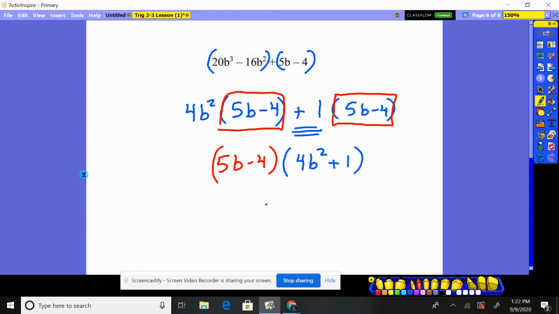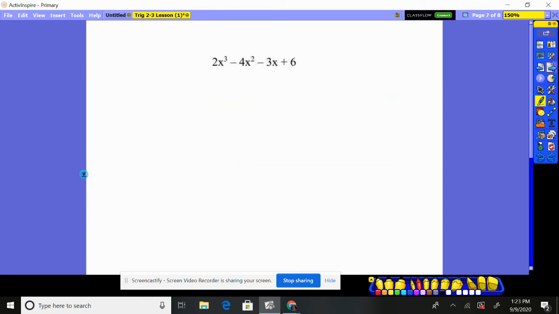The biggest mistake is kids always write the answer 5b minus 4 times a 4b squared. And I guarantee if you multiply this and that, you're not getting that up there. No, sir, you're not getting that. But this and this are the same. If you multiply 5b minus 4 times that quantity 4b squared plus 1, you will get it. This is a no-no. So you do need to remember that there's a plus 1 out here if there's no piece. All right, the next thing we need to take a look at.